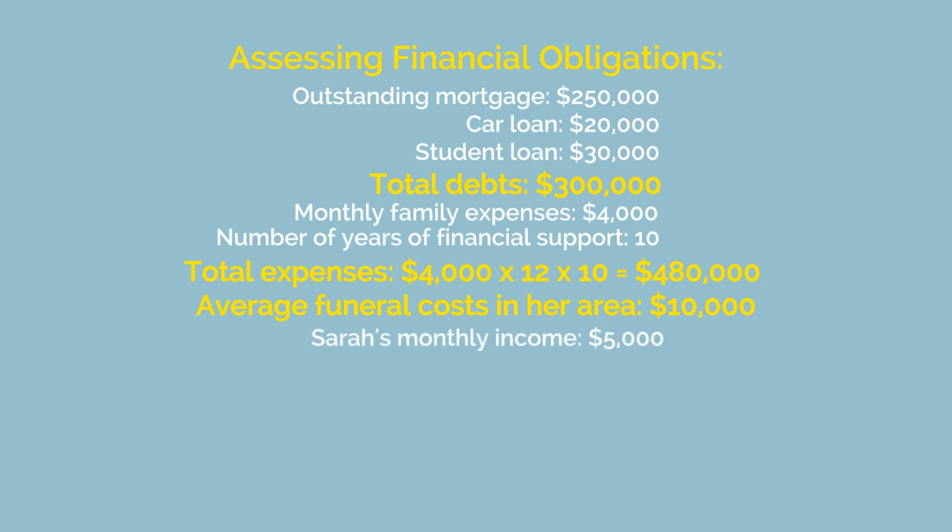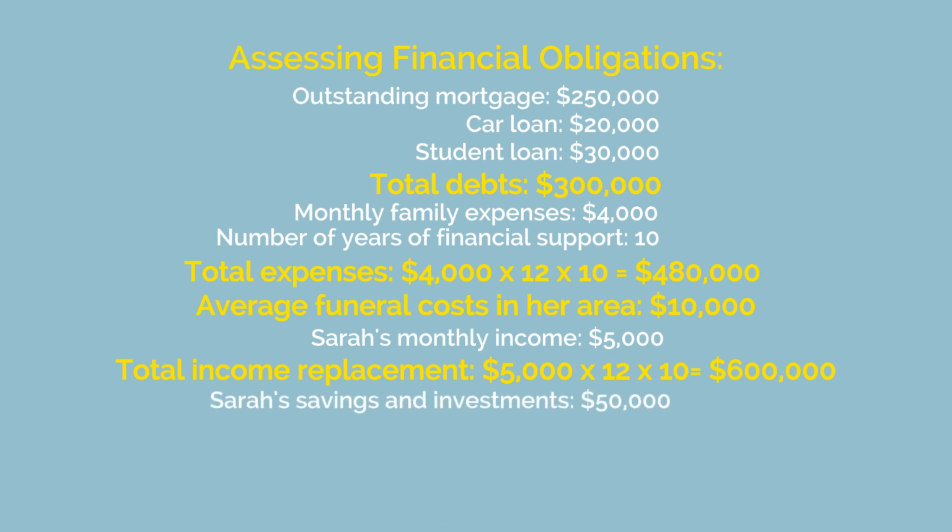So Sarah brings in $5,000 a month of net income. Again, we want to provide that for 10 years. So you take the $5,000, multiply that by 12, that would give you $60,000. Multiply that by 10, the number of years, and that would give you $600,000. She also has savings and investments of $50,000, so she wants to subtract that.